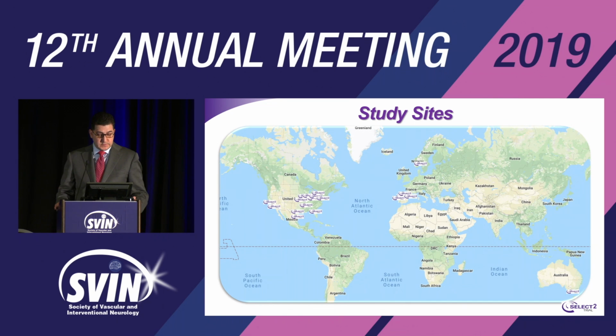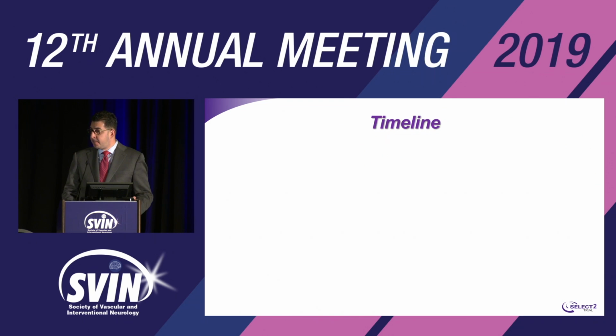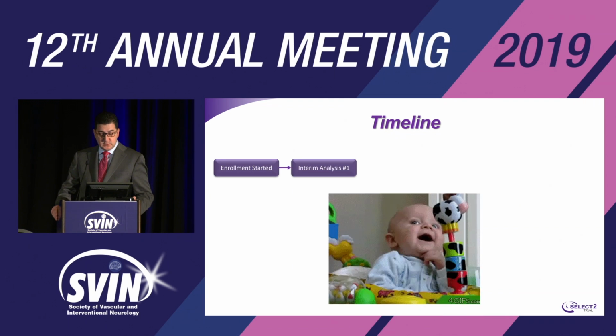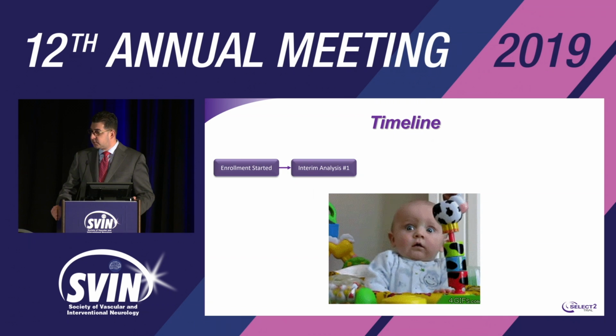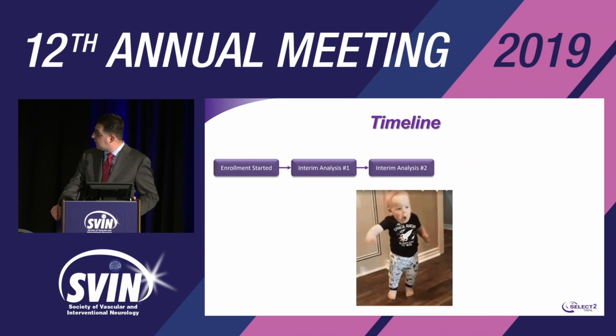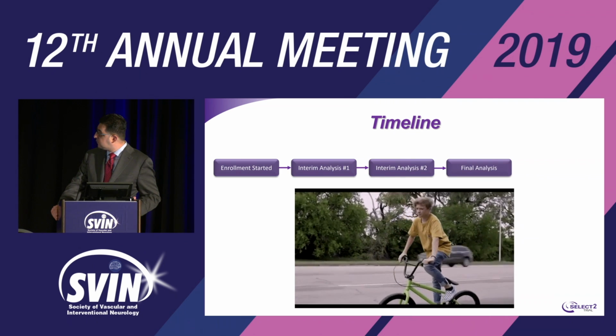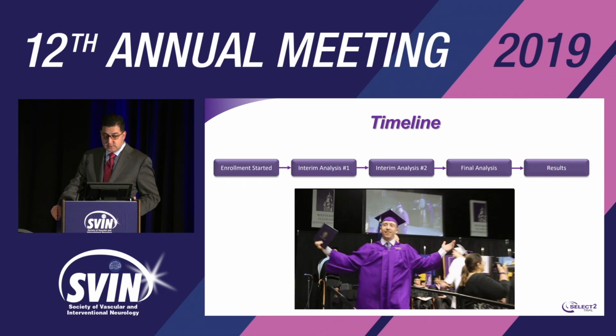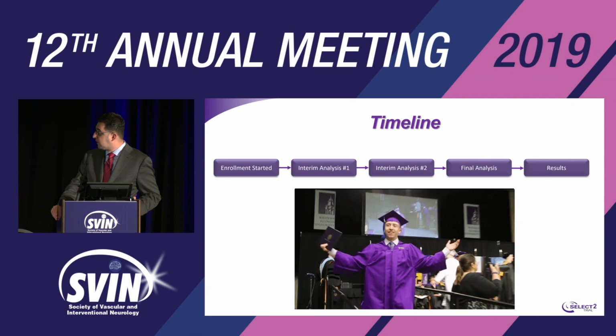These are our sites, as I mentioned, United States, Canada. We have sites in Spain, Portugal, and Norway, and Australia. So we just started. We started enrollment last month. We have a few patients in. We're going to have our first interim analysis, and hopefully when we come back to you in a year or two, we will have good results and be successful in increasing the indications for thrombectomy.